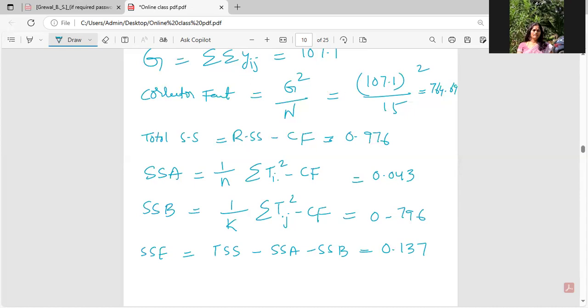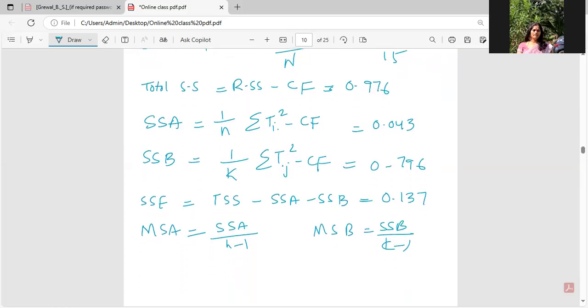Next, what values will I be needing? I'll be going ahead with them. What I'll be needing is MSA, guys, which is nothing but SSA by H minus 1. MSB also I'll be needing, which is SSB by K minus 1. Okay. And then remaining things, I know the values. So finally, I'll be calculating FA and FB. This value, I'll be getting it to be 0.0108. This value, I'll be getting it to be 0.3980.